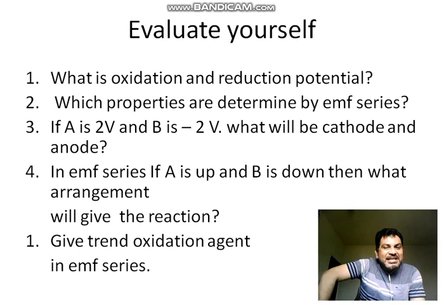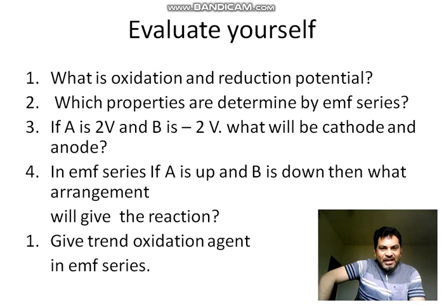Which properties are determined by the EMF series? Metallic and non-metallic properties can be determined from the series. If A is 2 volt and B is minus 2 volt, what will be the cathode and anode? Now we know the anode value is negative and the cathode value is positive. So the cathode is 2 and the anode is minus 2. So A is the cathode and B is the anode. We have just proved this.